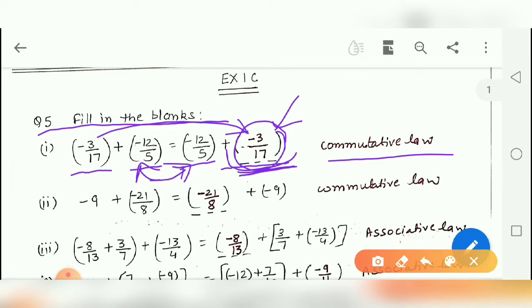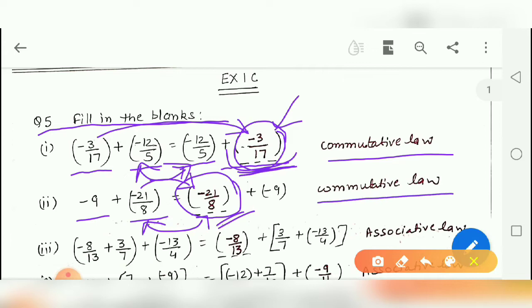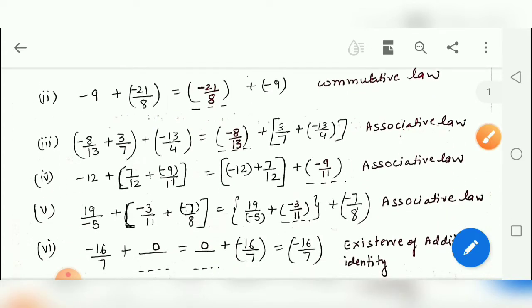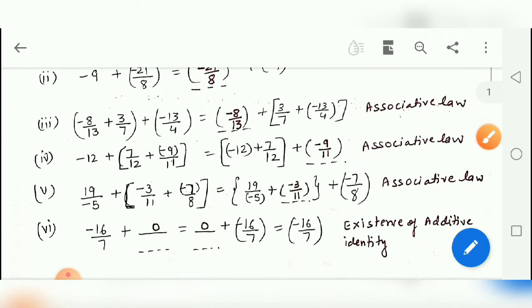Similarly, in second part, negative 9 plus negative 21 upon 8. Here also the order is reversed and this is the fill in the blank. So second number on the left hand side will become the first number on the right hand side. Again the commutative law is used. Now let us see what happens in third part.